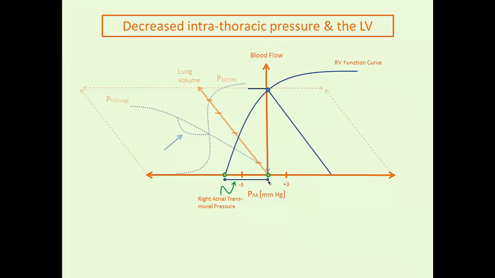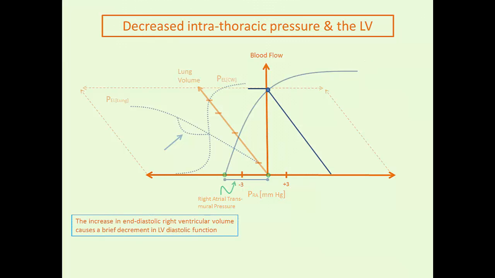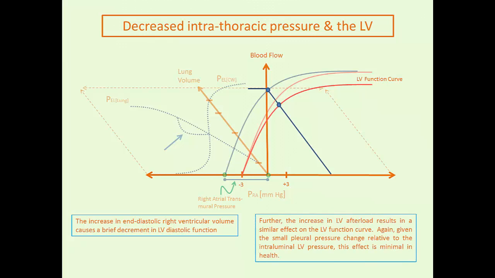You tend to distend the right atrium and the right ventricle, which then temporarily impairs left ventricular output. So this now becomes a ghost. The increase in end-diastolic right ventricular volume causes a brief decrement in left ventricular diastolic function. So this is now your left ventricular cardiac function curve. This venous return curve is now pulmonary venous return, not systemic venous return. And you tend to get a little decrease in your left ventricular compliance in the first couple of cardiac cycles after a drop in your intrathoracic pressure.